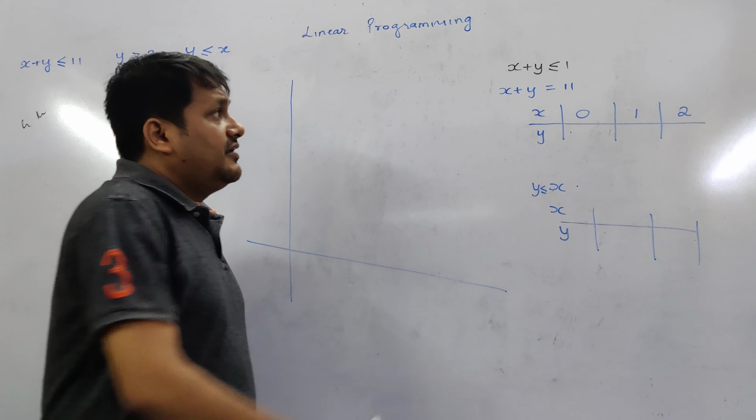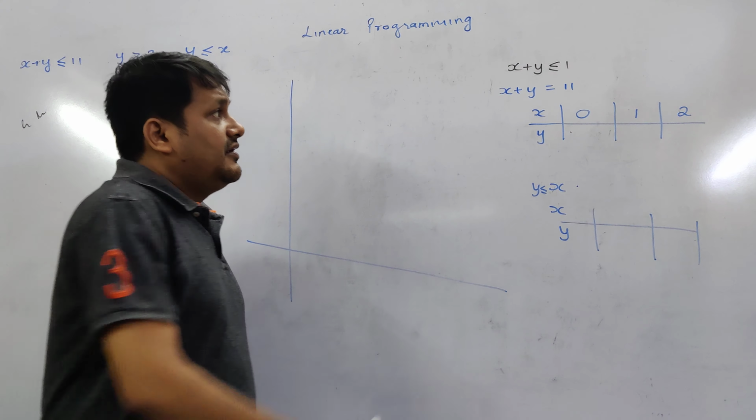So if I take 0, 11, I get somewhere here. When I take 1, 10, 1 is here, 10 is somewhere here, I get this point here. And the third point is 2, 9. 2, 9 will be somewhere here. So I get a line like this. This line has the form x plus y less than equal to 11.